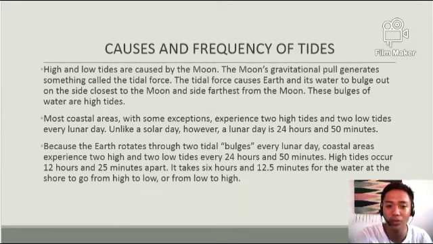High tides occur 12 hours and 25 minutes apart. It takes 6 hours and 12.5 minutes for the water at the shore to go from high to low or from low to high. So ayan, because sa mga bulges na yan, sabi nga 2 tidal every lunar day, nakaka-experience sila ng dalawang high tides and dalawang low tides every 24 hours and 50 minutes.